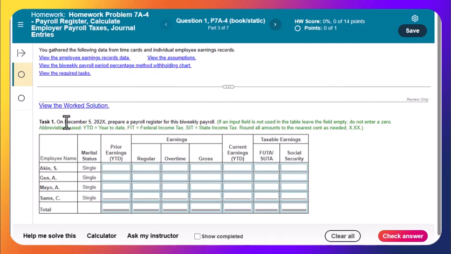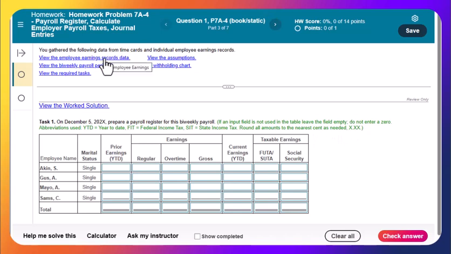So for task 1, on December 5th, prepare a payroll register for this biweekly payroll. If an input field is not used in the table, leave the field empty. Do not enter 0. Very important there. Abbreviations used are YTD for year to date, FIT for federal income tax, SIT for state income tax. Round all amounts to the nearest cent as needed.